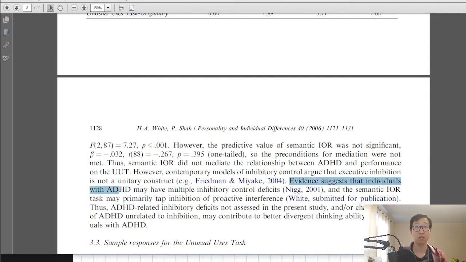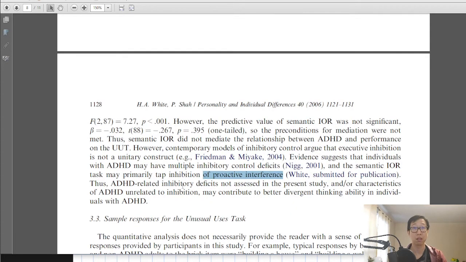Evidence suggests that individuals with ADHD may have multiple inhibitory control deficits, and it's possible that semantic IOR, inhibition of return, may primarily tap inhibition of some specific subset of cognition that doesn't show up with the unusual uses task. So yeah, we don't quite know in this case. And again, another hallmark of a good paper.